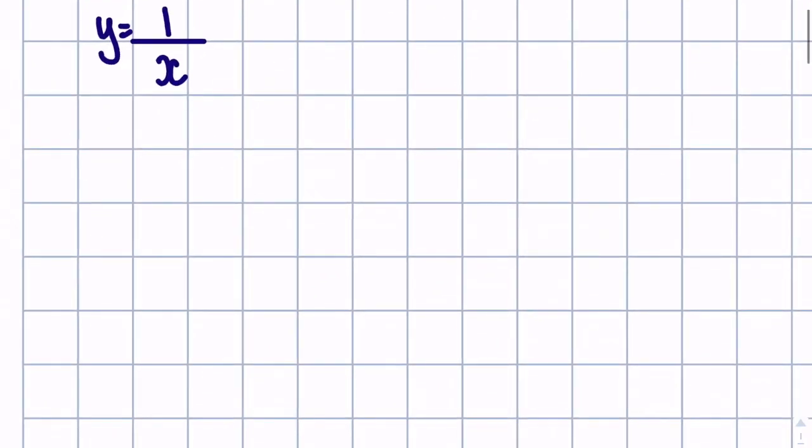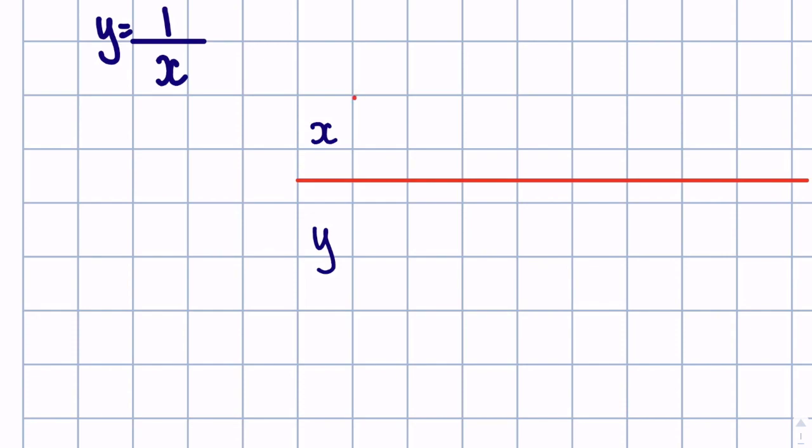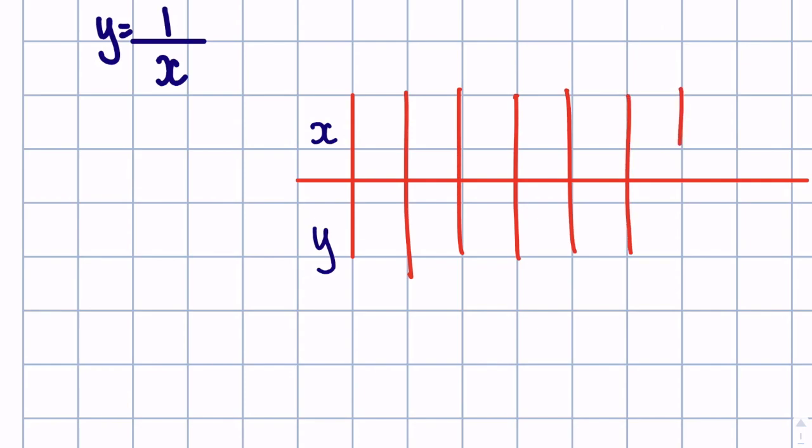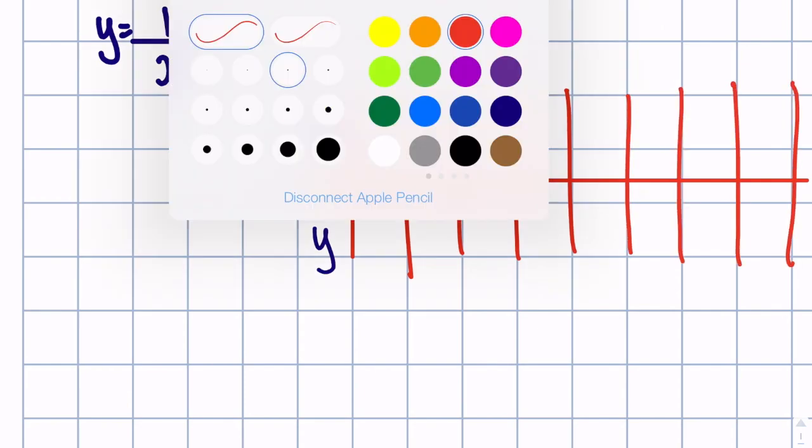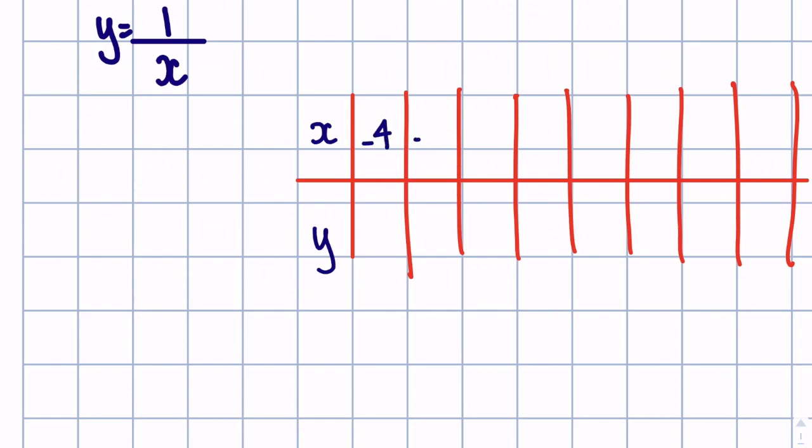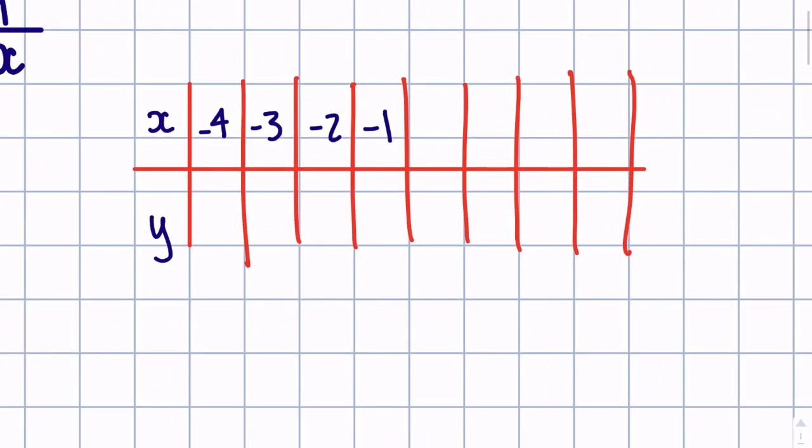If I were to do a table of values, so if I have x here and y here, and I want to sub in a whole bunch of values for x and see what I get for y, and then I want to graph it. Why don't I go -4, -3, -2, -1. I also want to see what happens when it gets really small, so I'm going to do -1/2. I could do -1/4, I'm not that motivated. 0, and now I want to do all the positives of these as well. 1/2, 1, 2, 3, 4.